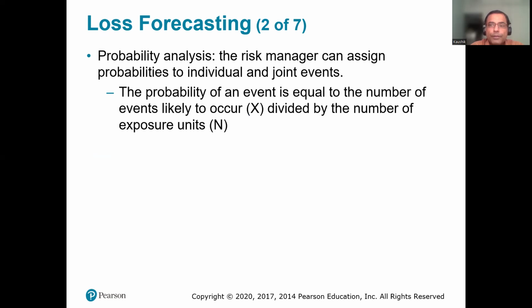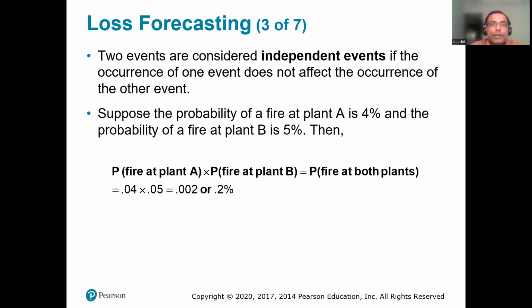Probability analysis means we are using the likelihood of occurrence of an event to find out their occurrence. So two events can be independent. That is, they can occur independent of one another. In that case, if you are looking at simultaneous occurrence, we will do a simple multiplication of their probability. You can refer to the example in this.